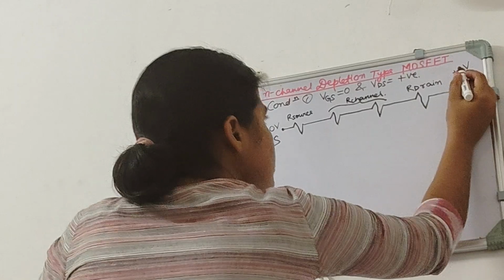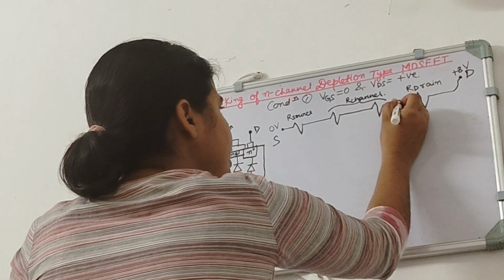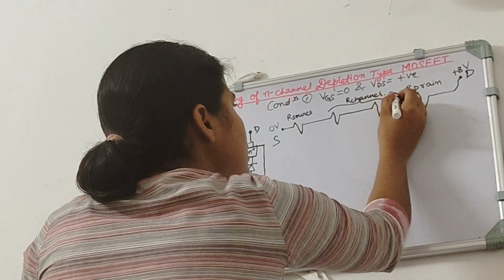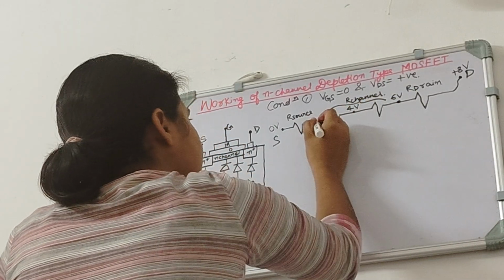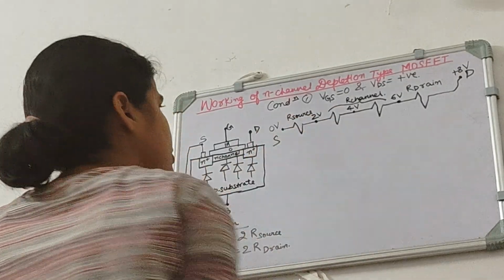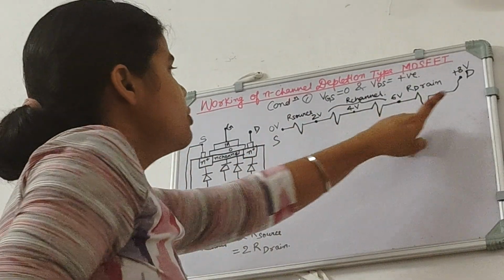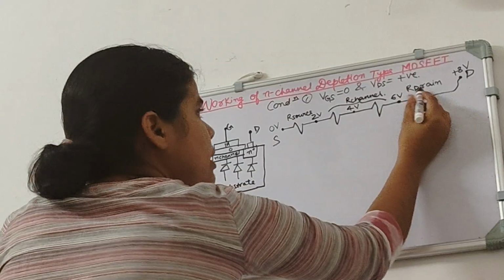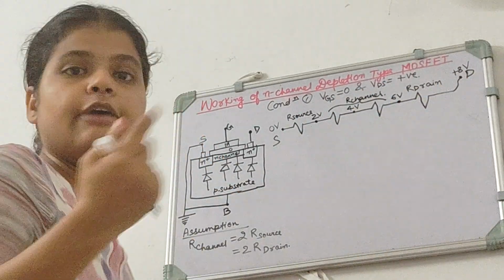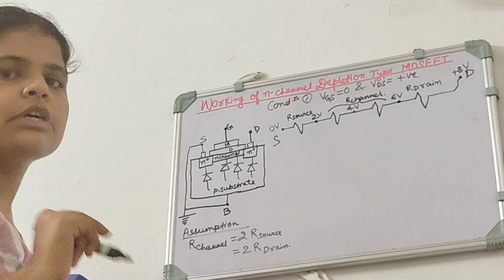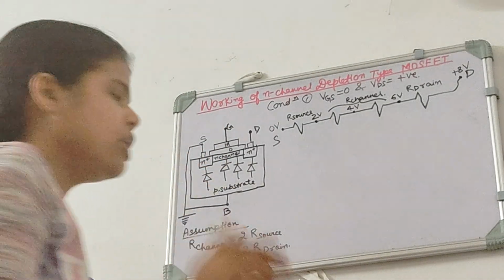So since here it is 8 volt, here we can say that it is 6 volt, it is 4 volt, it is 2 volt, and it is 0 already. So see, our drain is having 2 volt, that is 8 volt here, 6 volt here, and the difference is 2 volt. So the potential difference across the drain is 2 volt.